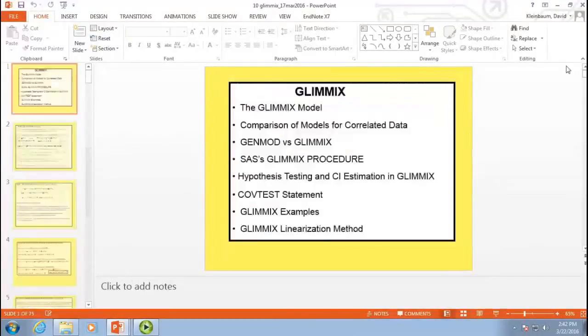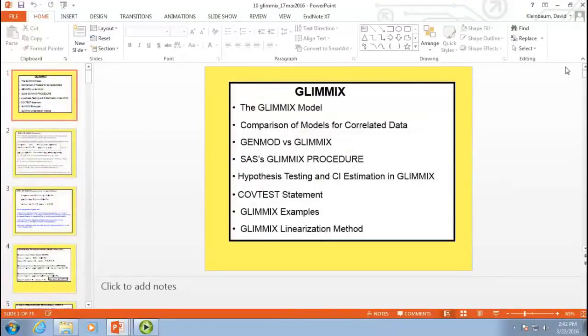Let's talk about GLIMMIX in general before we get into some specifics. Again, GLIMMIX is this SAS procedure that lets you deal with nonlinear models, but it also lets you deal with linear models. You can use GLIMMIX to analyze the FEV data set if you want to. Even though MIXED was set up to deal with linear models exclusively, GLIMMIX could be used for linear models. Its primary purpose was to deal with nonlinear models.